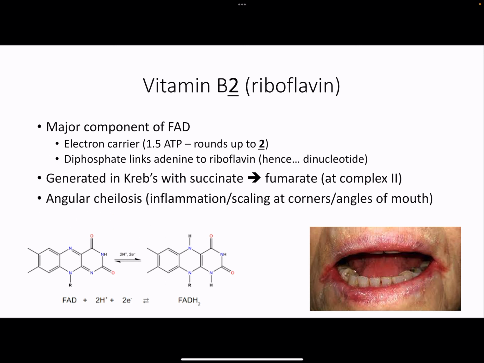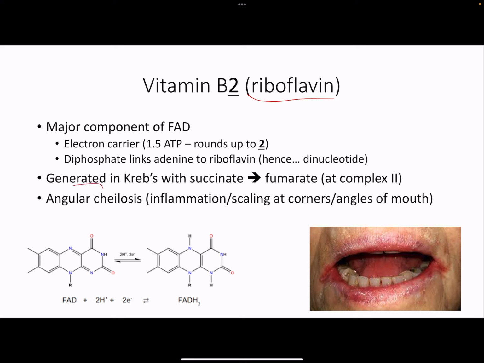Vitamin B2. You can think of FADH2 as 1.5 ATP, which rounds up to 2. And that's kind of nice because it helps make a connection between vitamin B2 and vitamin B3. This is riboflavin. So remember that FAD is flavin adenosine dinucleotide. So the adenosine is one nucleotide, and the flavin is the second nucleotide. It's made in the Krebs cycle, complex 2, the succinate to fumarate step, succinate dehydrogenase.